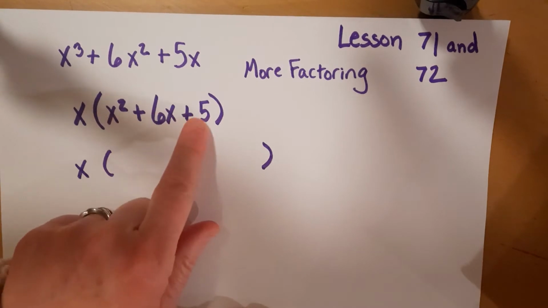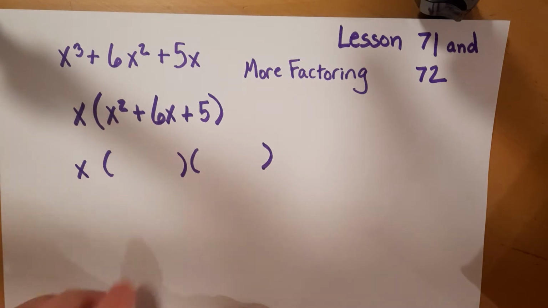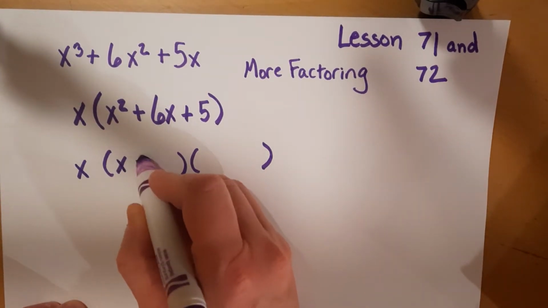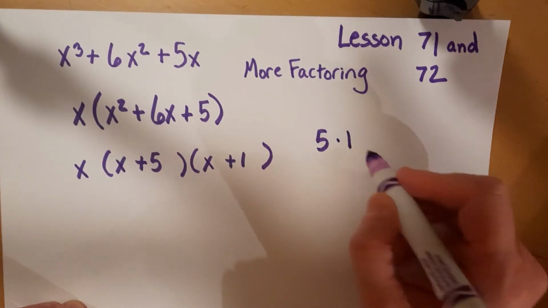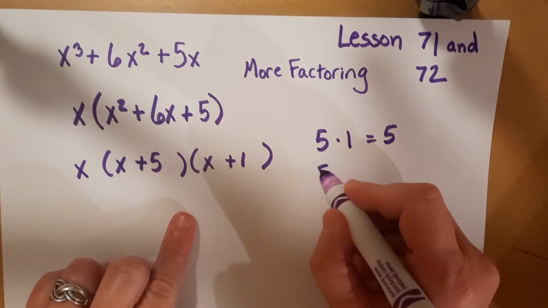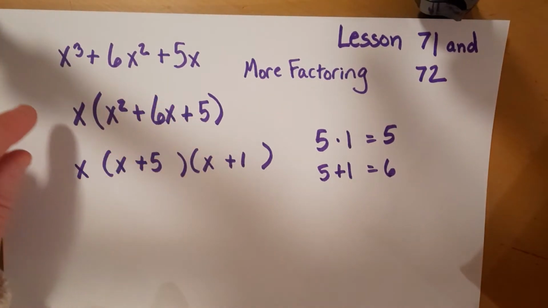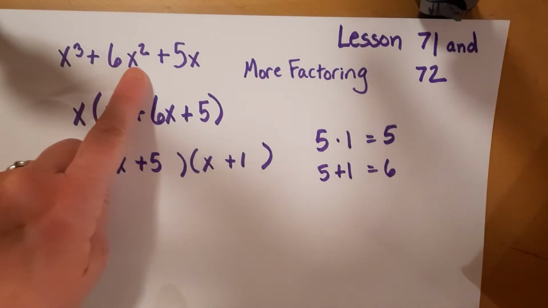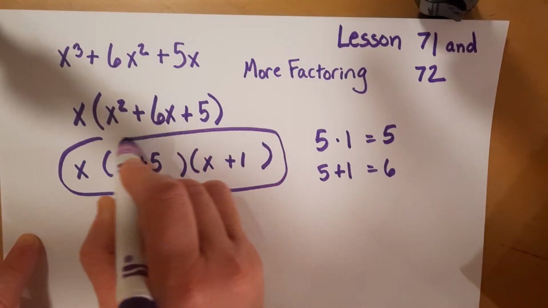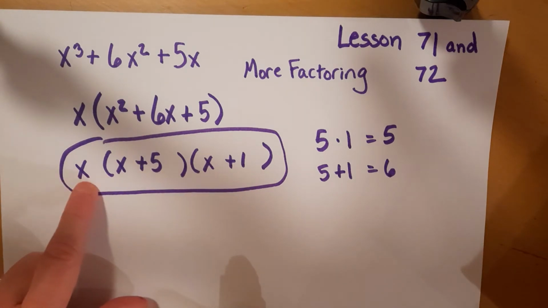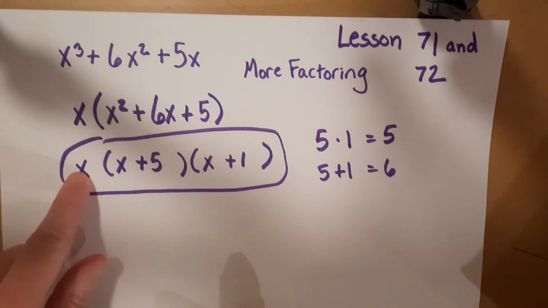Now we can factor this part. We need two numbers that multiply to equal 5 and add to equal 6. That would be x plus 5 and x plus 1, because 5 times 1 equals 5, and 5 plus 1 equals 6. So the answer to the problem that says to factor x cubed plus 6x squared plus 5x is x times x plus 5 times x plus 1. Don't forget to keep that x in your answer because it is one of the factors. This type of trinomial has three factors.